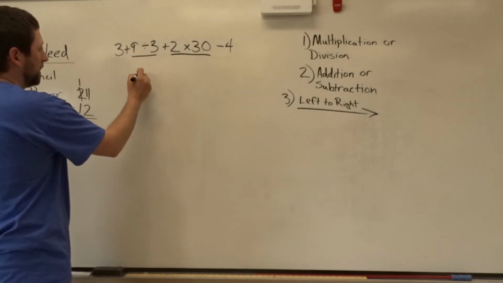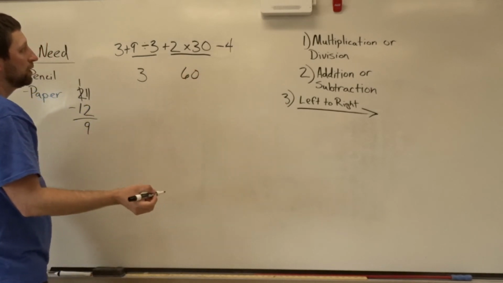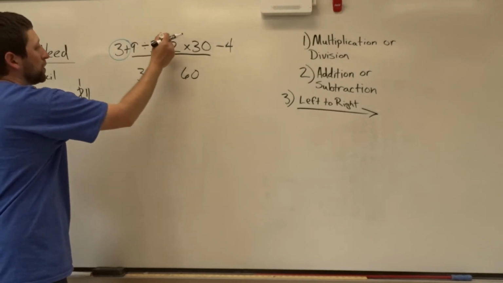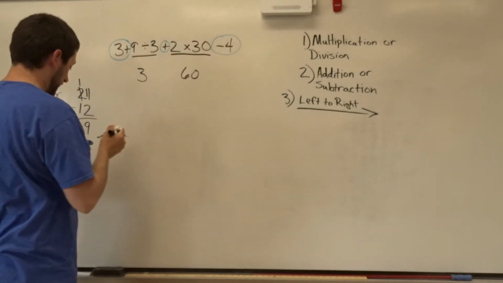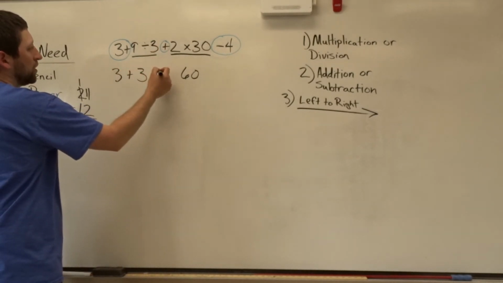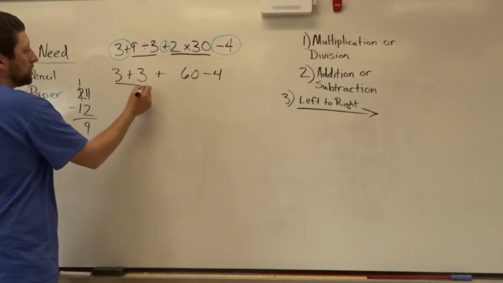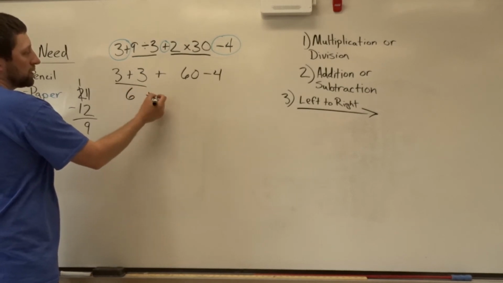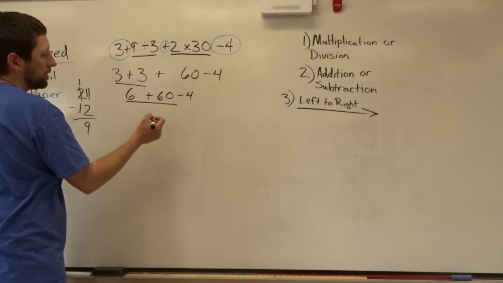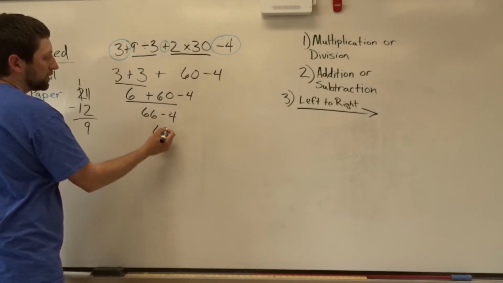9 divided by 3, that part is 3. 2 times 30 we know is 60. Okay. Then I need to bring this part down, bring this part down, and bring this part down. So 3 plus 3 plus 60 minus 4. So 3 plus 3, that's 6, plus 60 minus 4, so 60 plus 6 is 66, and then I take away 4, 62.